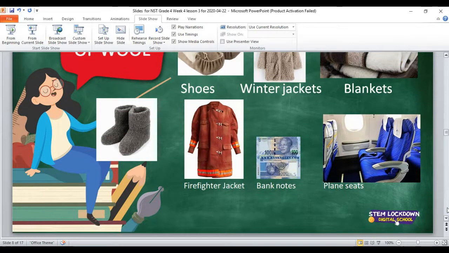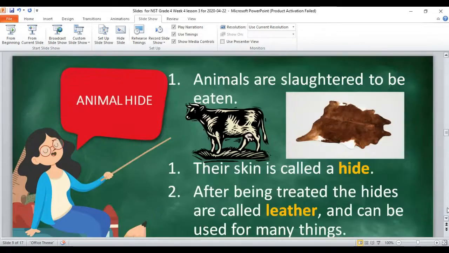Now I'm coming to the next part. I'm finished with the wool part. Now I come with another part. Now this part talks about animal hide.